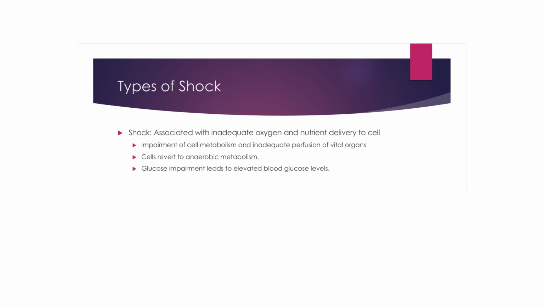Cells revert to anaerobic metabolism instead of aerobic. So anaerobic metabolism is metabolism in the lack of oxygen and glucose, and that creates an acidotic state. You know that you're going to get an increase in pyruvate, which ends up becoming lactic acid, and you'll end up with a metabolic acidosis. Glucose impairment leads to elevated blood glucose levels due to a release of catecholamines and cortisol. All right, so your blood glucose levels are going to be altered as well.